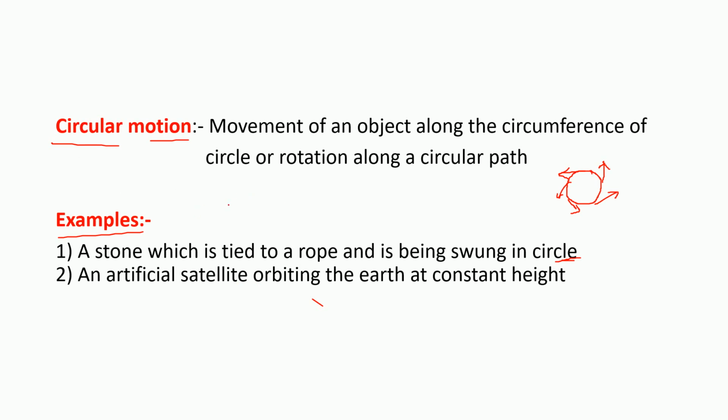One of the main examples is this. We have the sun, and it is moving, not in a circular path, we can take it as an elliptical path. So these are examples of circular motion.